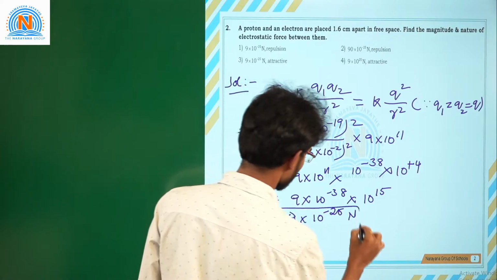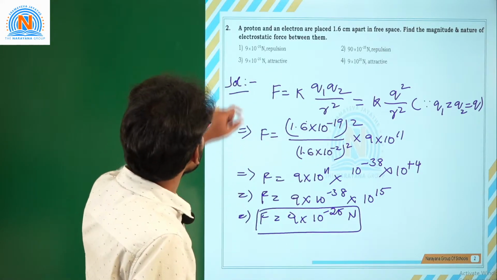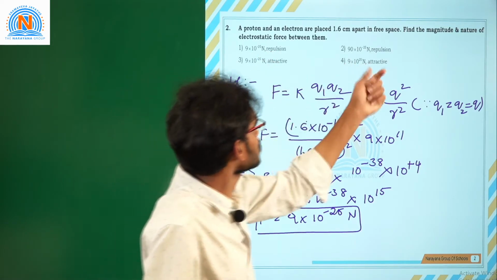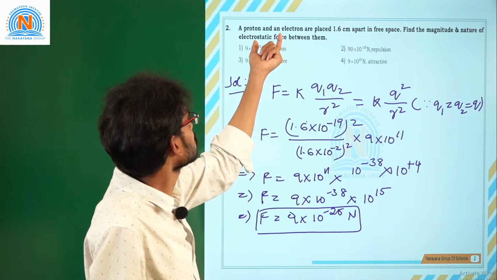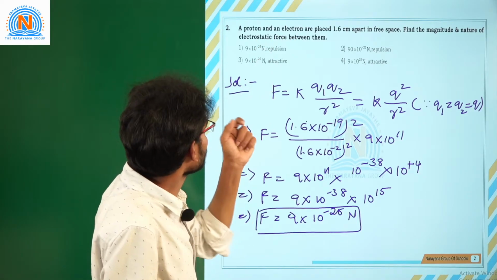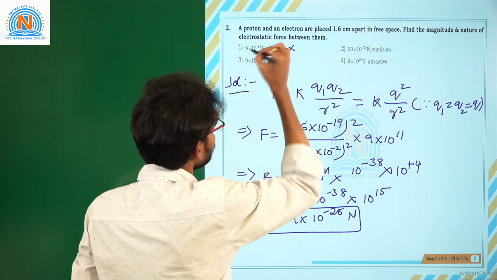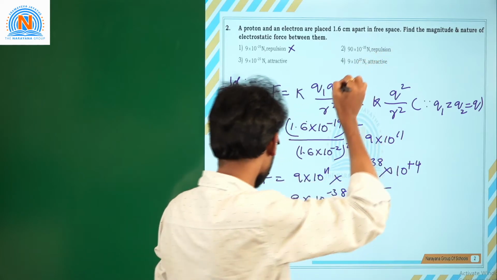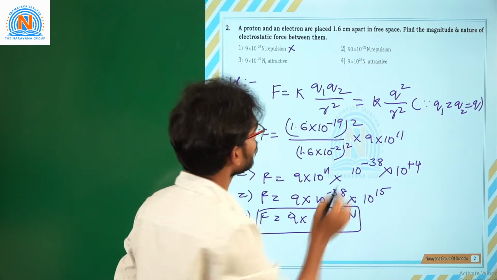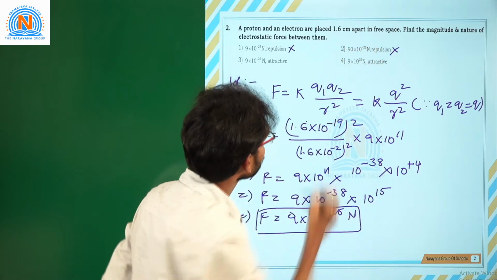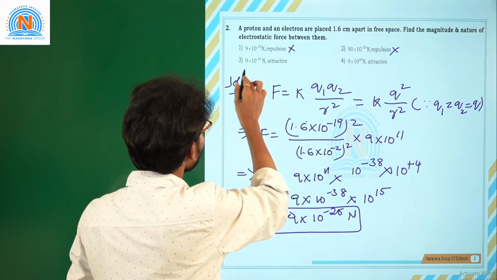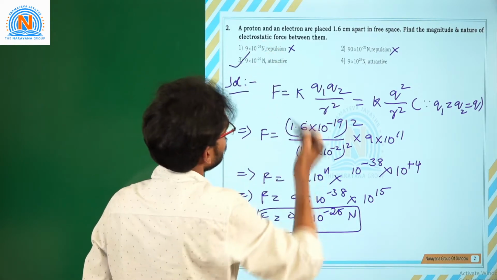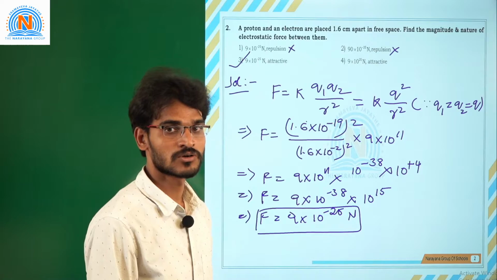So see the answer. The first one is 9 × 10^-25 newtons, and it is a repulsion. Already we discussed that these are two different point charges, that's why they show attractive nature. So it is not a correct option for this problem. The second option is also given as 9 × 10^-25 newtons and it is a repulsion, so it is also not a correct option. And the third one is 9 × 10^-25 newtons and it is attractive. So the correct option for this question is 3.